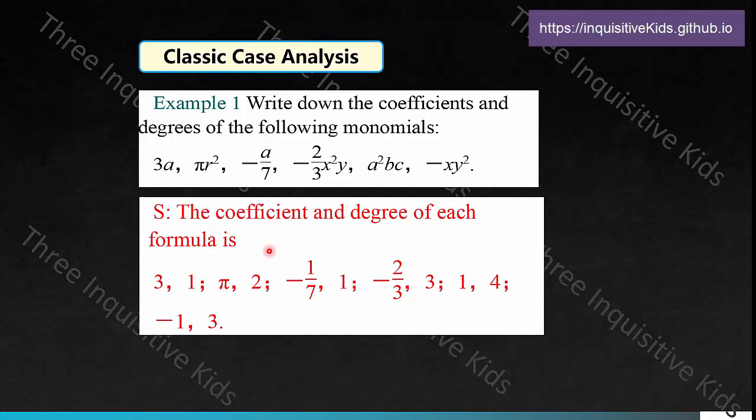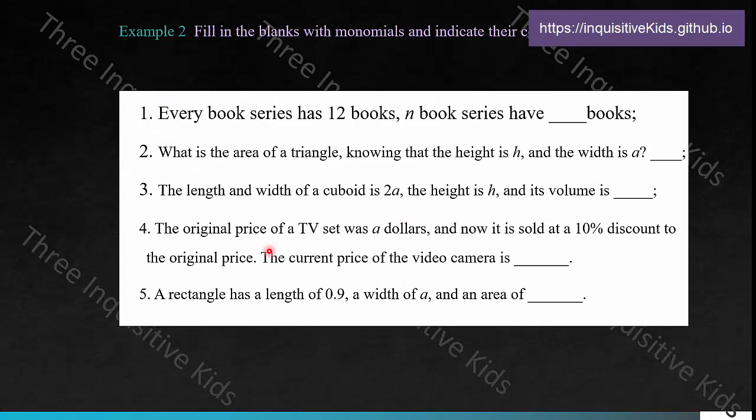Okay, let's move on. Did you get everything? If you didn't, always remember to go back and re-watch that part. Example 2. Fill in the blanks with monomials and indicate their coefficients and degrees. So I'll leave the problem reading to you, and then once you're done filling in all of the blanks, you can unpause the video and come back to me.